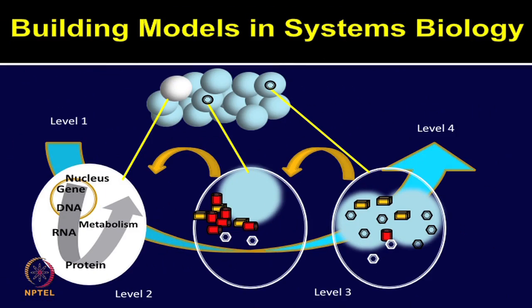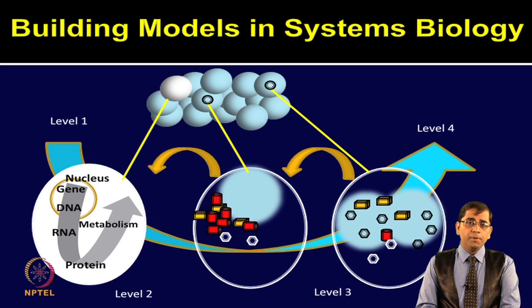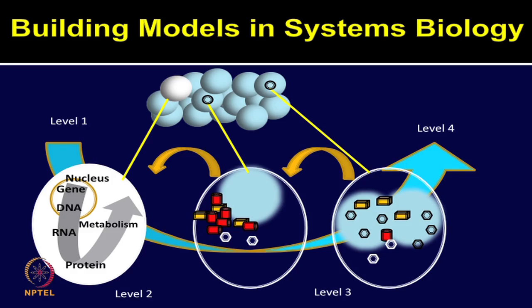To build the models in systems biology, information is generated at different levels. Level 1 is DNA and gene expression, level 2 is the intracellular networks, level 3 is cell and transmembrane signals, and level 4 is integrated organ level information.